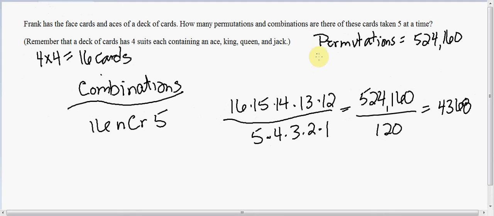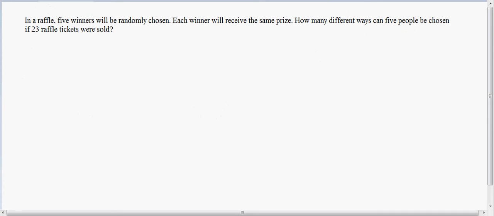Okay, so for the number of combinations, we have 4,368. We'll put a comma in there. Good to go. Okay, we have 2 more problems we're going to take a look at here, and that should finish us up for the permutations and combinations.